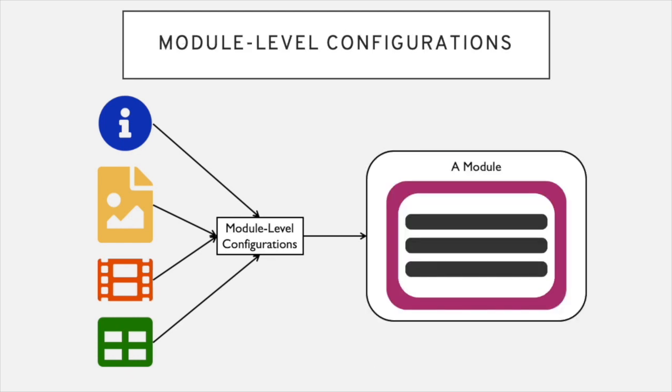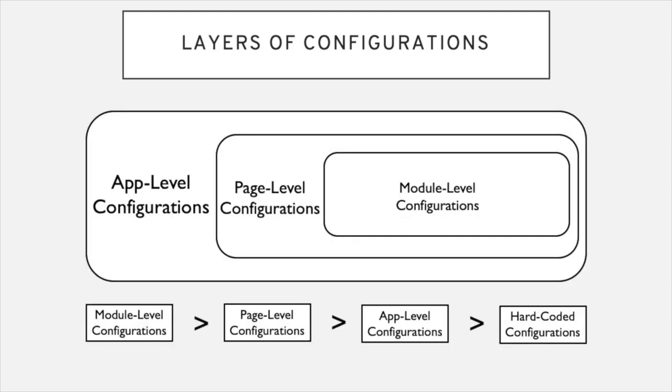The module level configurations override app level and page level configurations and apply them to specific modules like forms, images, text, etc. The overall idea is that configurations that apply to a subset of components override the configurations applied to a superset. Thus, the order of precedence follows as module level, followed by page level, followed by app level, followed by hard-coded configurations. With these concepts in hand, let's go ahead and learn more about the My App panel.